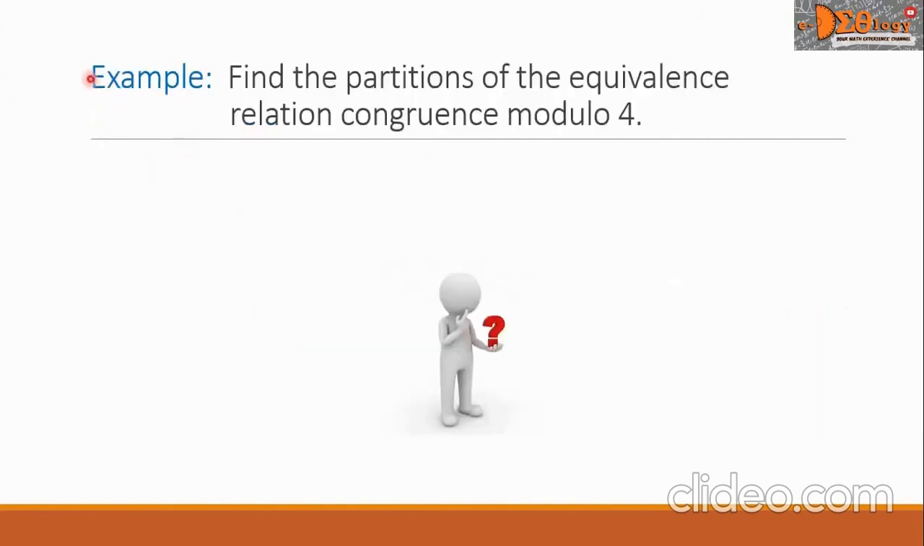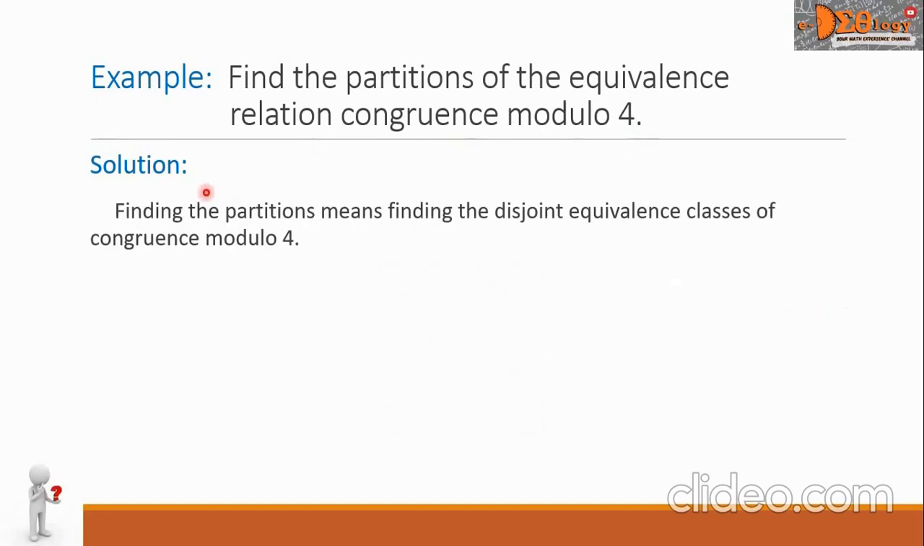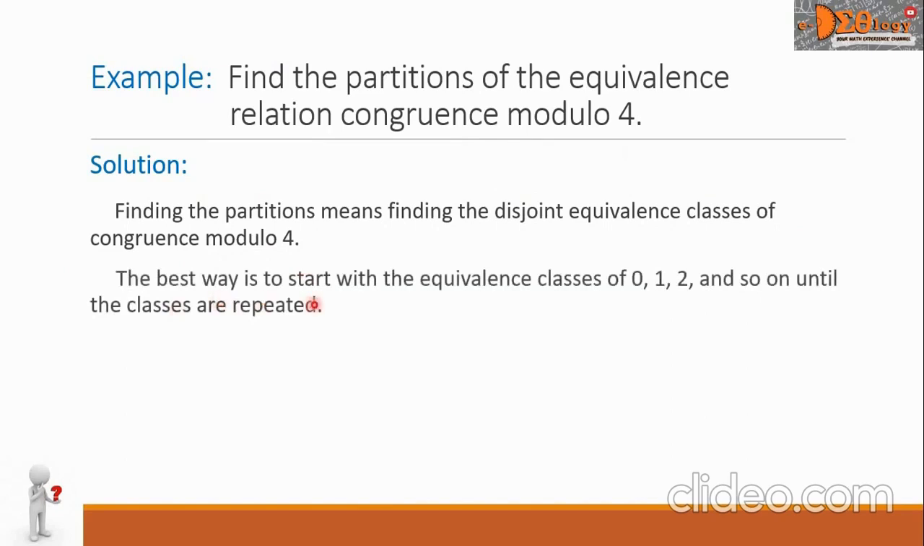Let us see this example. Find the partitions of the equivalence relation congruence modulo 4. Finding the partitions means finding the disjoint equivalence classes of congruence modulo 4. The best way is to start with the equivalence classes of 0, 1, 2, and so on, until the classes are repeated. Let's begin with the equivalence class of 0 of the relation congruence modulo 4.